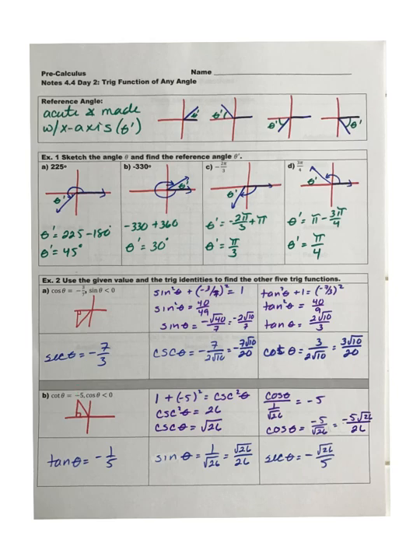-5 is easy to work with, so I decided to use my Pythagorean identity here. 1 plus cotangent squared equals cosecant squared, so cosecant squared equals 26. Take the square root of both sides. Cosecant equals root 26. Sine and cosecant are reciprocals, so sine is 1 over root 26, which is root 26 over 26.